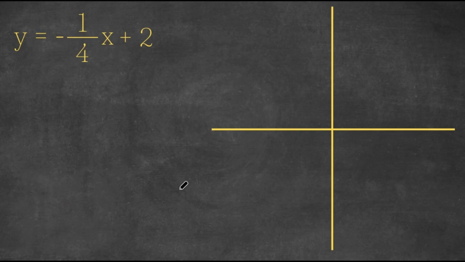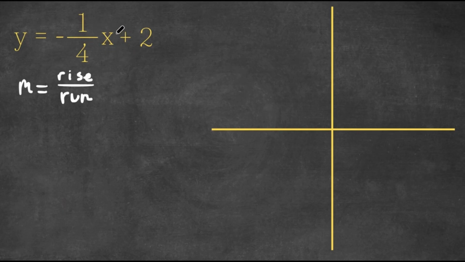In today's video, I'm going to be teaching you guys how to graph an equation with a negative slope. So right here, we have y equals negative 1/4 x plus 2. Now, if you guys remember, the slope, also known as m, is equal to the rise over the run. The rise is how much you go up or down by, and the run is how much you go to the left or to the right by.